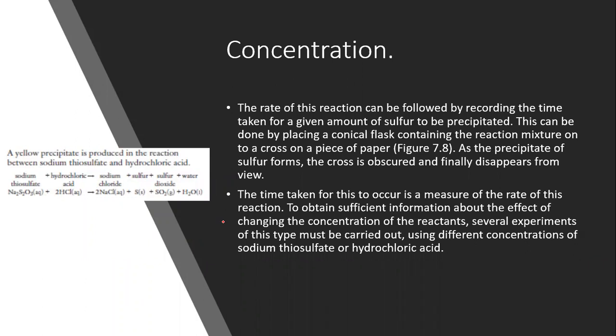So we have this particular experiment over here. We have a compound that we call sodium thiosulfate. You don't have to learn the formula and all; this is normally given in the question. You have sodium thiosulfate, and when you react it with hydrochloric acid, you get sodium chloride, sulfur, sulfur dioxide, and water. Initially the mixture is colorless, since sodium thiosulfate is colorless. When the reaction takes place, sulfur is formed, and sulfur has a yellow color. So the appearance of the yellow color is what we use for our experiment.